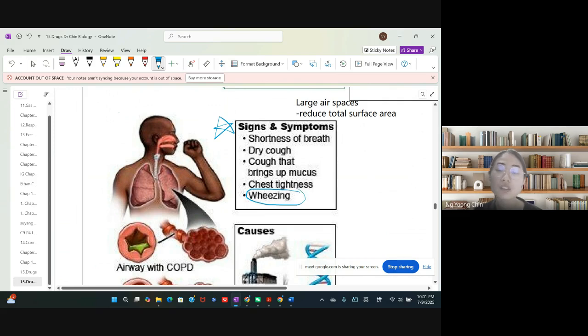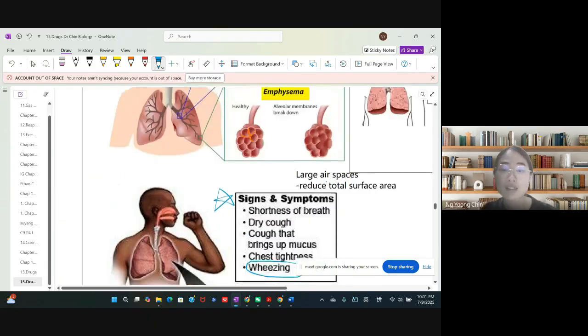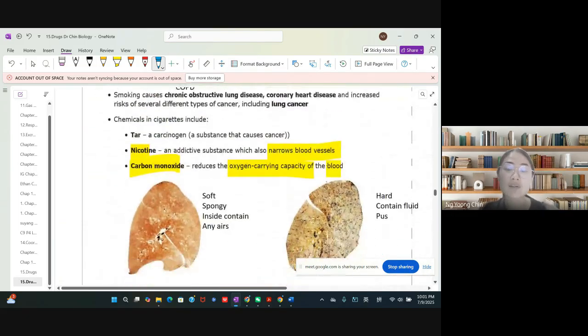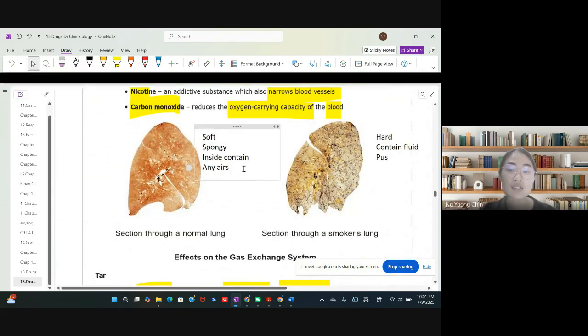Wheezing refers to the bronchus lumen becoming narrow. When the air passes through this narrow bronchus lumen, it will make a sound. It will be a very noisy sound heard when the doctor auscultates using their stethoscope. Because in the normal lung, you should have a clear lung sound.